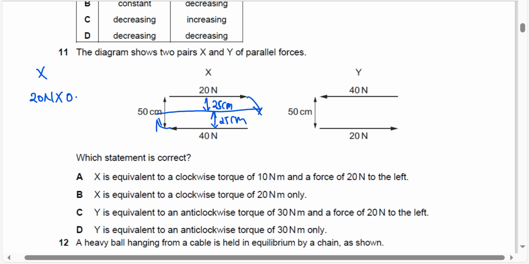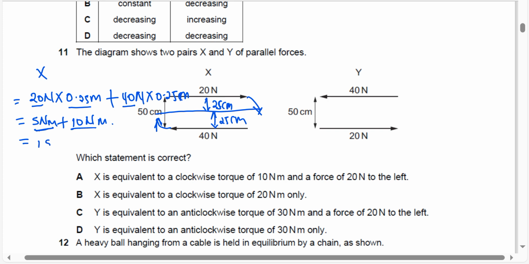So this is going to be times 0.25 meters, plus 40 newtons is also going to cause a clockwise moment about the center. So this will be 40 newtons times the perpendicular distance about the center, which is 0.25 meters. So the total moment, which is clockwise, is 20 times 0.25, which is 5 Newton meters, plus 40 times 0.25, which is 10 Newton meters. That means the total moment, if we add clockwise plus clockwise, would be 15 Newton meters. So the moment due to X is 15 Newton meters.